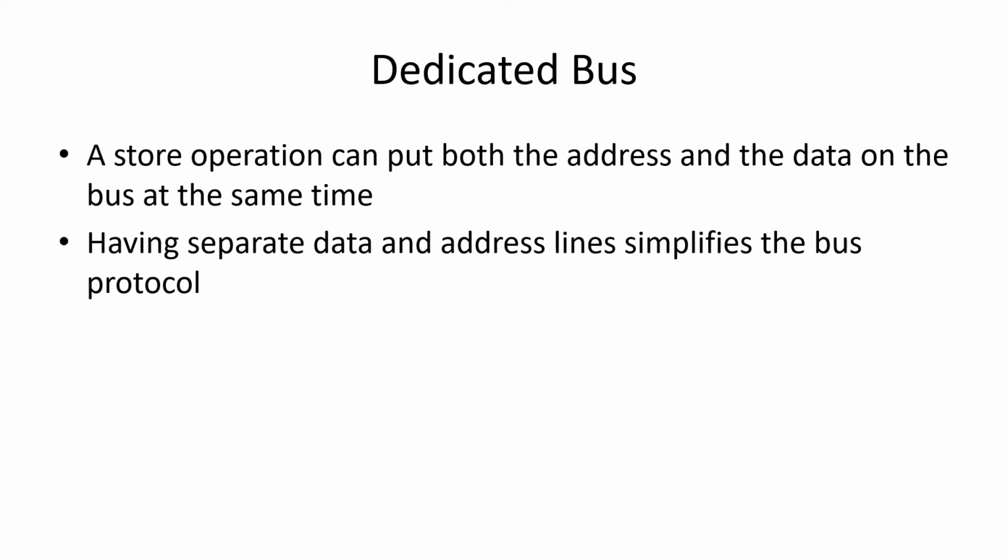So if you want to store information into memory from the CPU, you can put the address on the address lines, the data on the data lines, and write it at the same time. With a multiplex bus, you have to put the address on at one time, and then the next time period, put the data on.